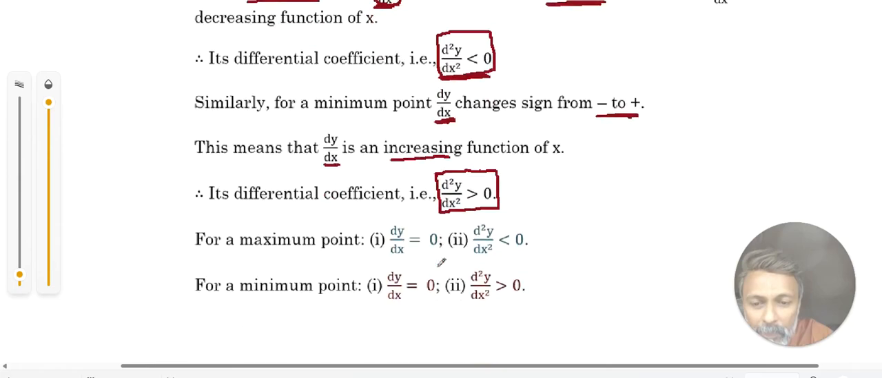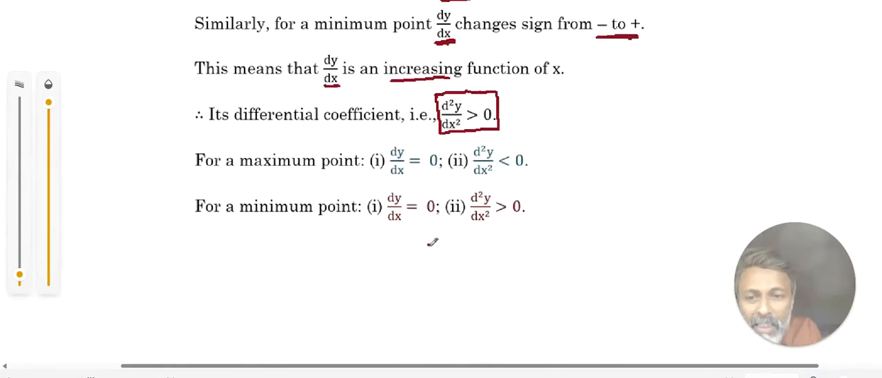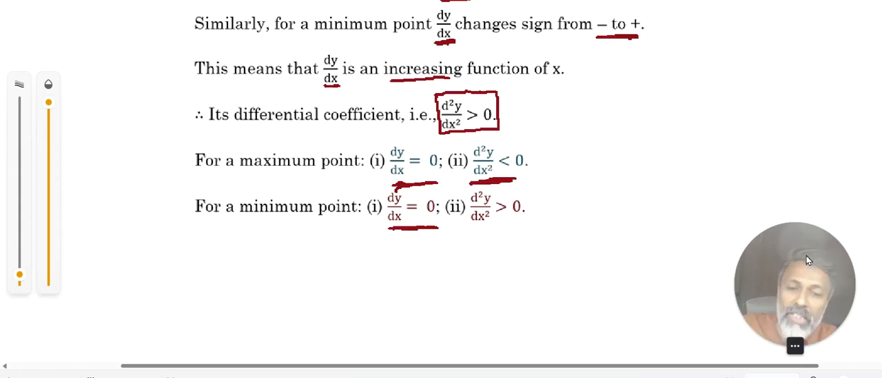Hence we get the condition that for a maximum point, the first derivative is equal to 0, but the second derivative is less than 0. Similarly, for a point of minimum, the first derivative is equal to 0, as you had seen in the first derivative test also, but the second order derivative d2y by dx2 is greater than 0. We should remember this condition for solving problems.